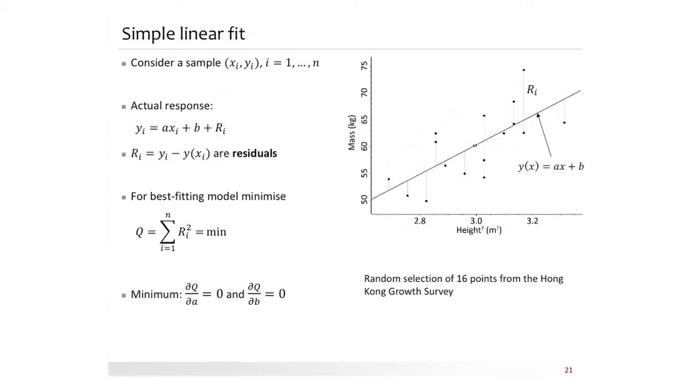Now, how can we use this? So let's have a look at a sample now, not a population, but a sample. And there is an example. There is a random selection of 16 points from the Hong Kong survey, and they are here. Again, I plot mass versus height squared. And this is the best fitting regression line, AX plus B.